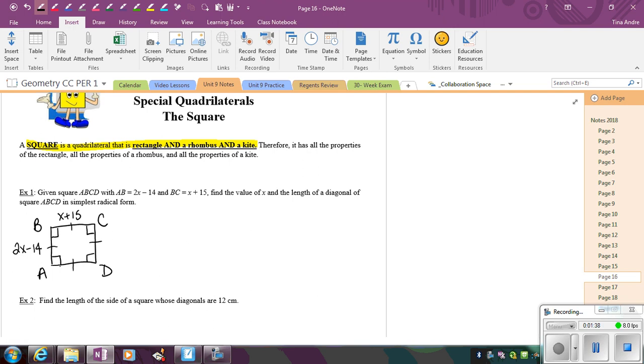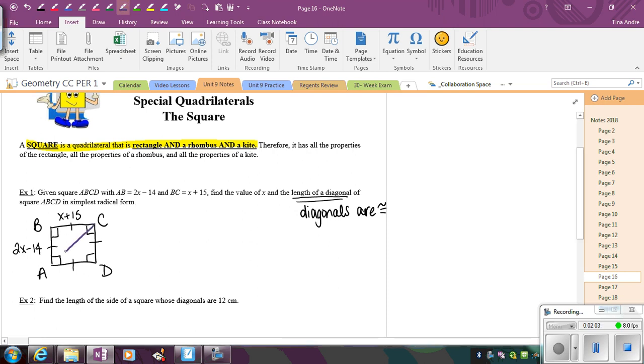So looking at this, if I know I want to find the length of a diagonal, I also know that the diagonals are equal in a square because a rectangle has congruent diagonals, so they flow down into a square. So I'm going to just make a note of that. The diagonals are congruent. So what that means is if I can find the length of one diagonal, I'll be able to find the length of the other.